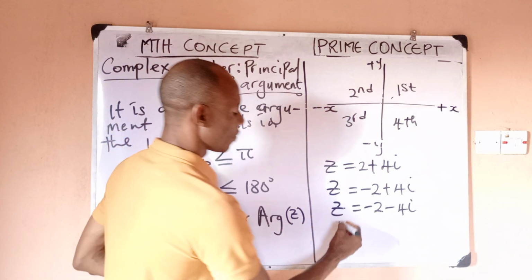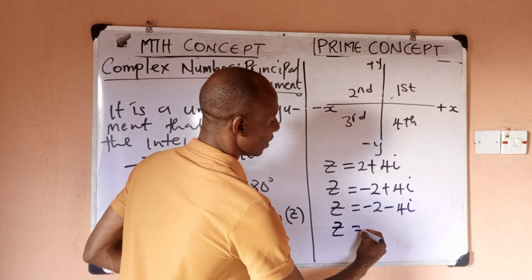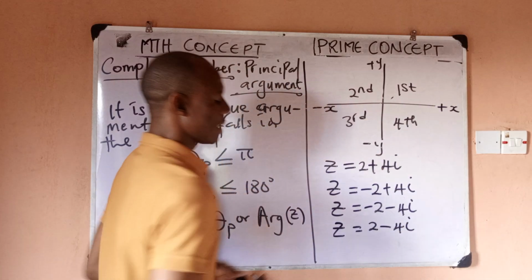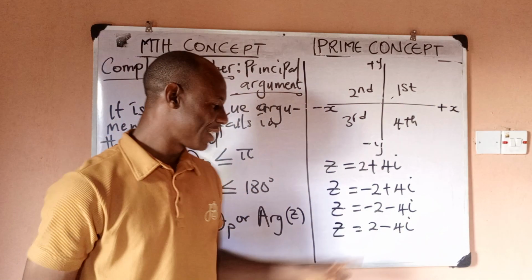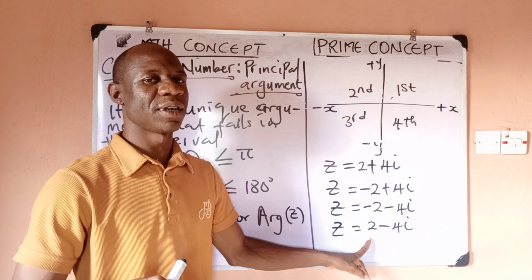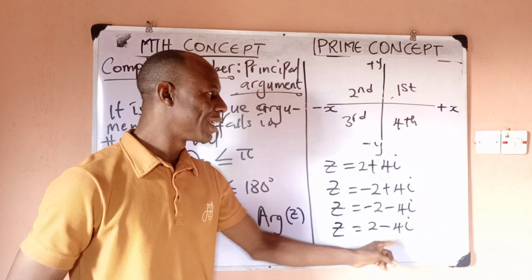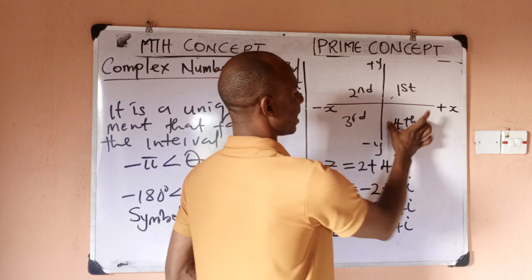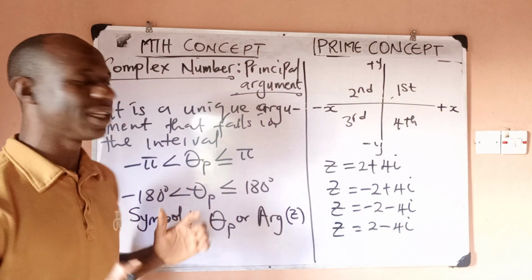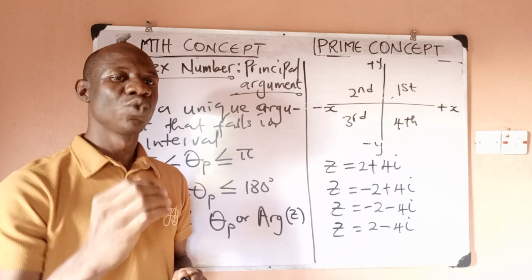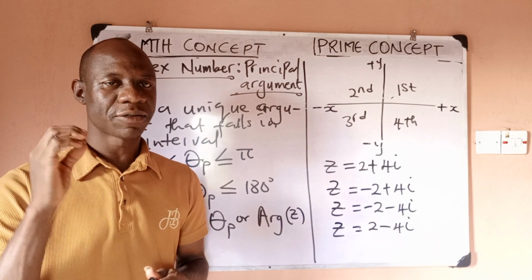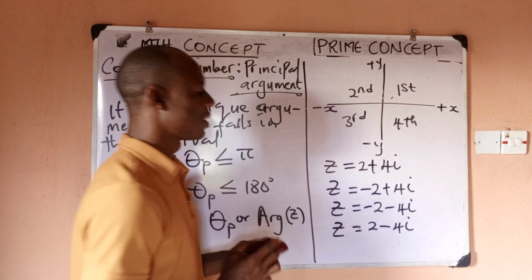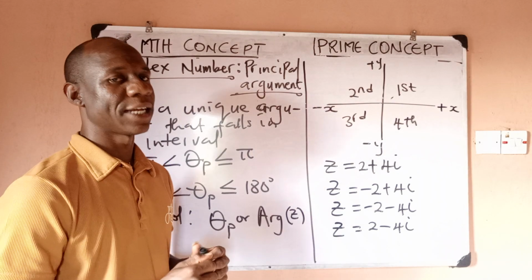Then finally, you would have z equals 2 minus 4i. Now you will notice that in this case again, x is positive this time around, and then y is what? Negative. So positive x is this, negative y is this, which is then the fourth quadrant. So with this, you should be able to identify which quadrant a complex number falls. So therefore, let's look at how to get the principal argument.